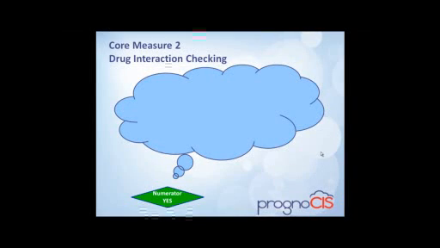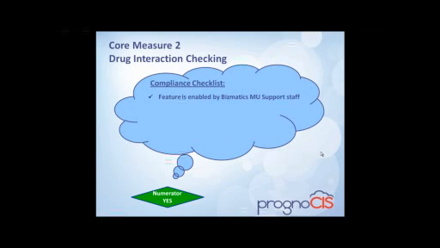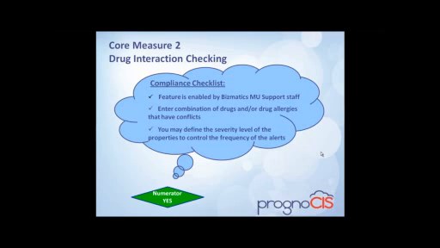So with regard to a checklist to wrap up your summary here of drug interaction checking, first of all, the feature will be automatically enabled by Prognosis staff when you turn on meaningful use. You will then enter any combination of drugs or drugs and drug allergies on the chart. And if there are conflicts, that is when this pop-up alert will occur. You can define the severity level under the properties in order to control the frequency of the alerts. But generally speaking, this measure overall is actually a freebie because you are simply going to attest to yes, the feature exists within your practice.